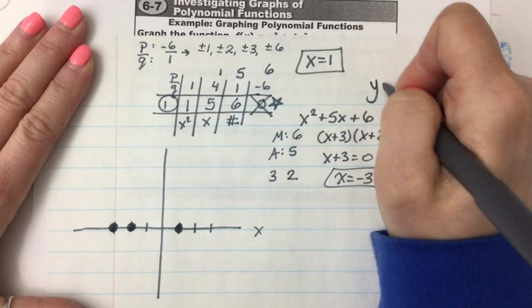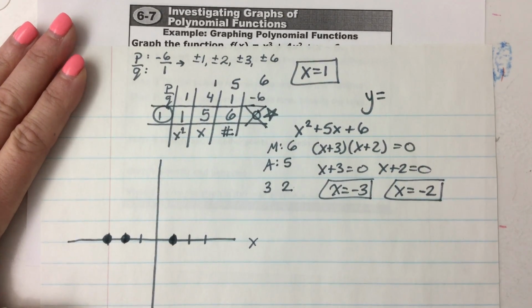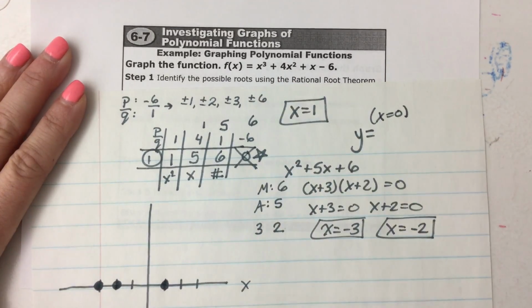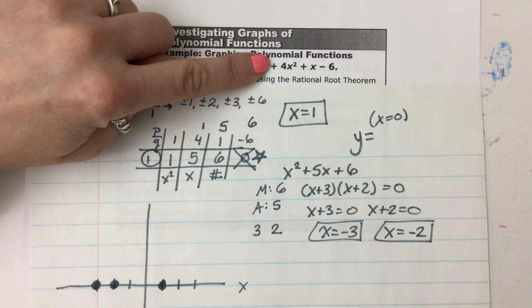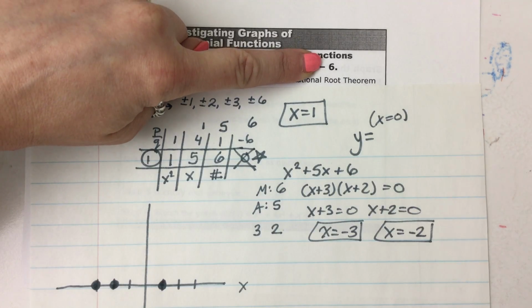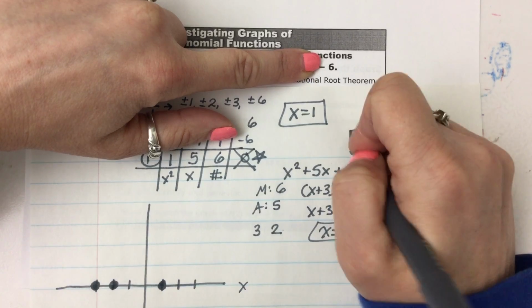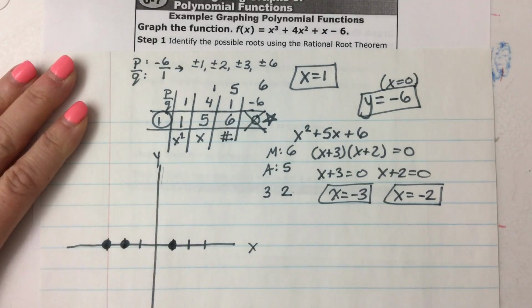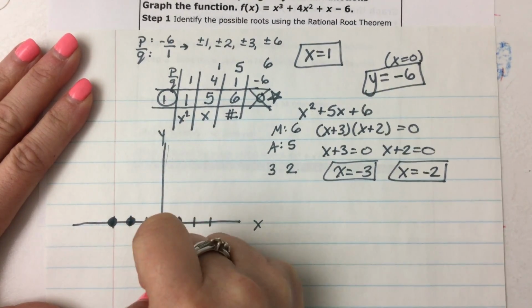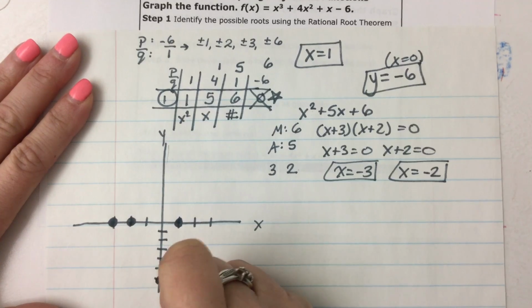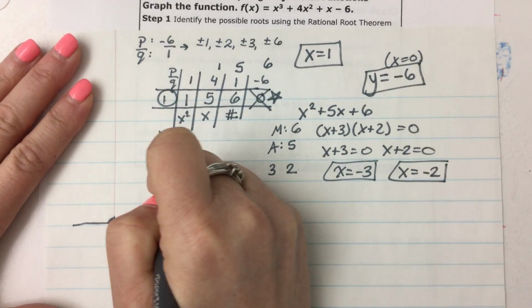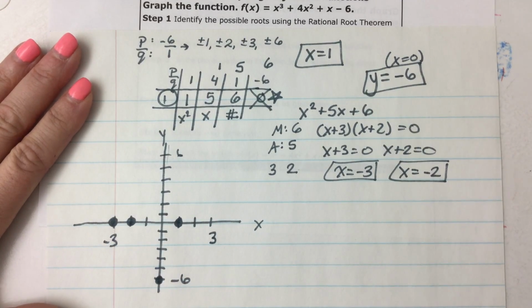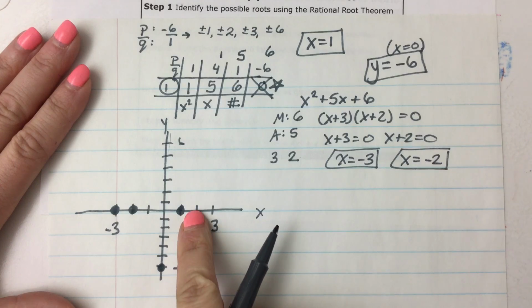The other thing that they want us to find is the y-intercept. The y-intercept occurs when x equals 0. So if I go back to the original, if x is a 0, this term would be 0, this term would be 0, this term would be 0. So all I'd have left is a -6. So on the y-axis, my graph crosses at -6. 1, 2, 3, 4, 5, 6. So this is -6. I'm going to go up 1, 2, 3, 4, 5, 6. This is a -3. This is a +3. So that's the first couple steps. We found all of our intercepts and we plotted them.